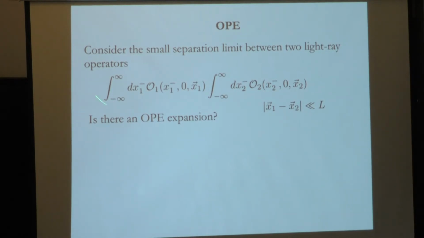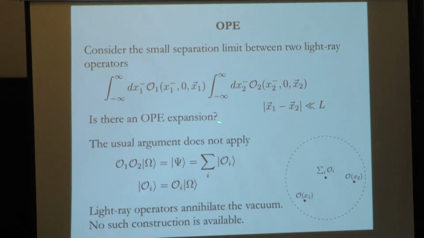Next question: is there an OPE expansion for these objects? This question is not obvious, so let me remind you of the usual argument for the OPE. We take a vacuum in radial quantization, we act with a pair of operators, we then surround them by a sphere. It generates some state in the theory. We expand it on the basis of eigenstates of the dilatation operator. That's the OPE. Done. Now, if you have light ray operators, I told you that if you act with a light ray operator on a vacuum, it annihilates the vacuum. So you cannot run this argument, there is no such construction, and a priori it's not clear if the OPE exists. There is no Hilbert space interpretation. Nevertheless, we claim that it exists.